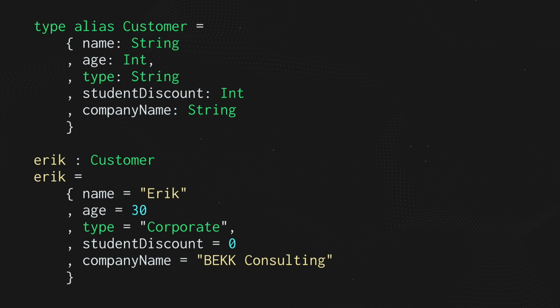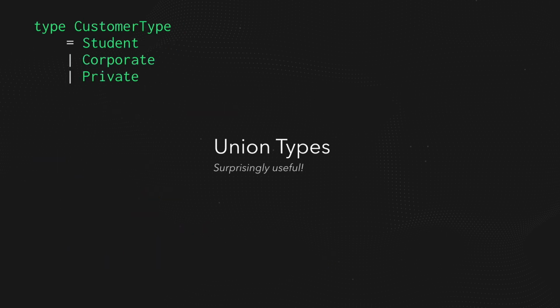So there's this great construct called union types, or discriminated unions in F#, that allows you to say that this type, called customer type, is one of the following values. It has to be one of them. It can't be null, it can't be undefined, it has to be one of these three. So you're either a student, a corporate, or a private customer, and you have to have one of those values. So your compiler will ensure that that field will have one of those values.